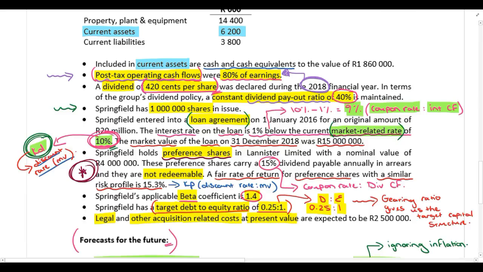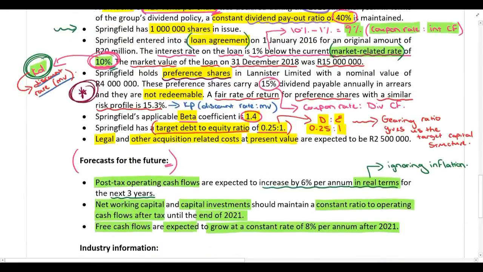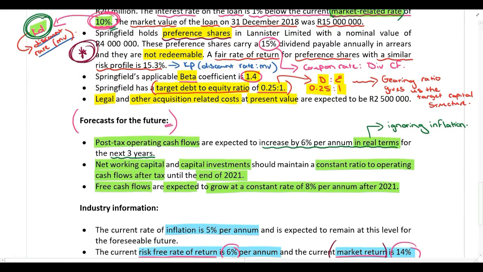So go back to the information provided in the question. We were given forecasts for the future. You are told that post-tax operating cash flows, which we have, we've performed this calculation now for 2018.